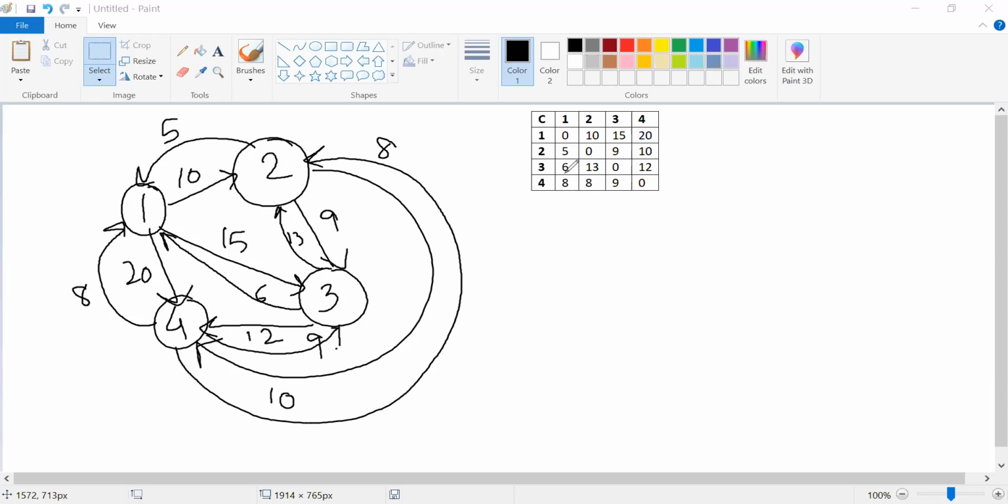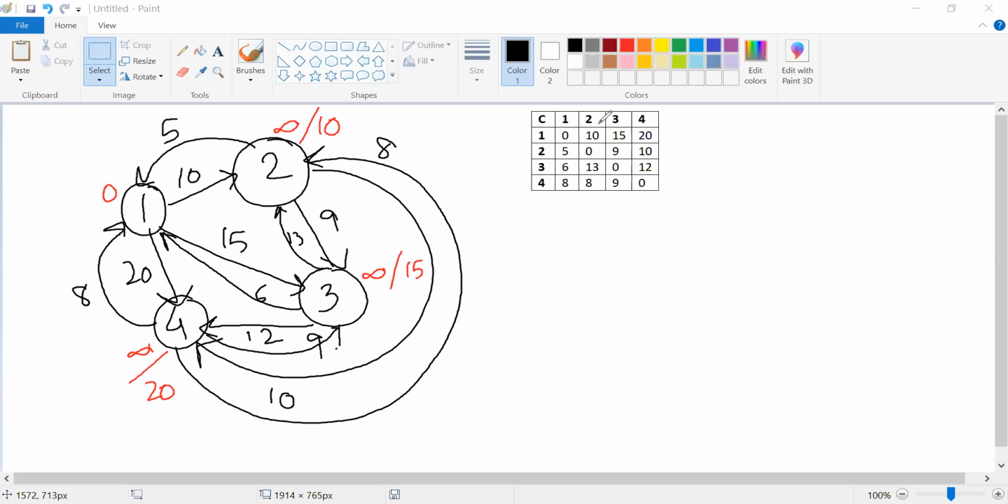I'm still drawing with my fingers, so it's not very tidy. So you have to apply Bellman-Ford. So what would you do? Let's put 0. I'll just do a few rounds and you can continue. 1 to 2, you see that 10 is a smaller distance. So first time 1 to 4, 20, 1 to 3, 15, and that's it for all the adjacent vertices of 1.